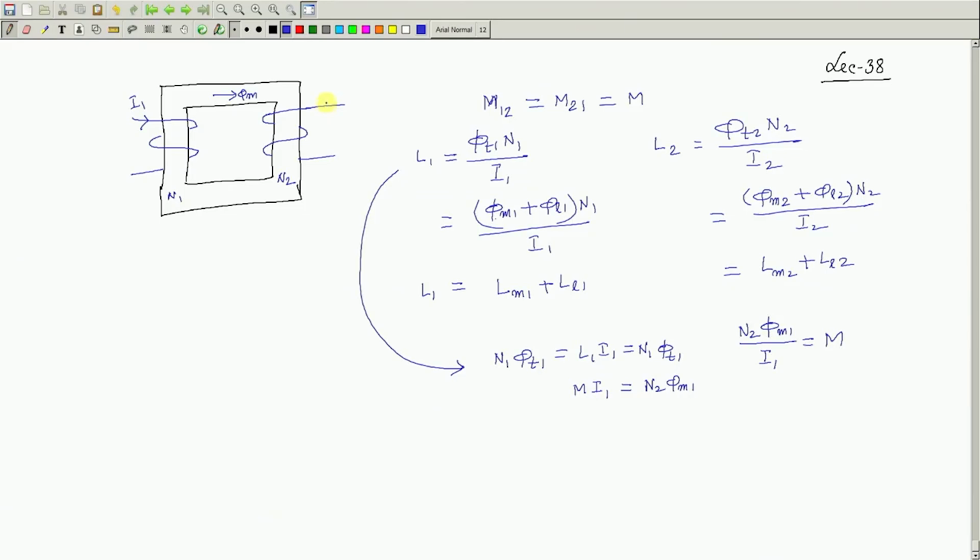Now, if both the coils carry current and if I1 and I2 are constant, then of course there will be no voltage drop between these 2 points, L1 dI1/dt will be 0. Similarly, the induced voltage in the other coil, which will be M dI1/dt, will also be 0. Therefore, now let us see what happens in the time varying case.